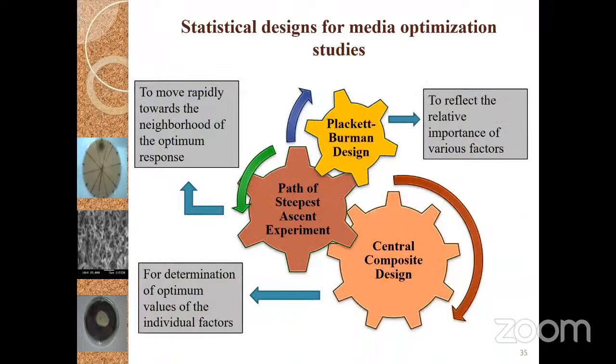For this optimization study, we have used the Plackett-Burman design, path of steepest ascent experiment, and the central composite design. The Plackett-Burman design is the statistical design which is used to reflect the relative importance of the various factors. The path of steepest ascent experiment is used to move rapidly toward the neighborhood of the optimum response, and the central composite design is used for the determination of the optimum values of the individual factors.